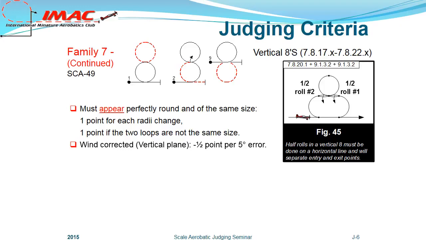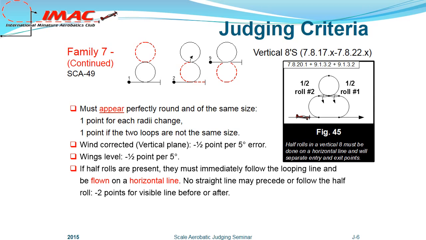The figure must be wind corrected in the vertical plane to counteract drift in or out. Penalties of 1/2 point per 5 degrees are assessed. Throughout the figure, the pilot must keep the wings level and is penalized 1/2 point per 5 degrees of deviation.